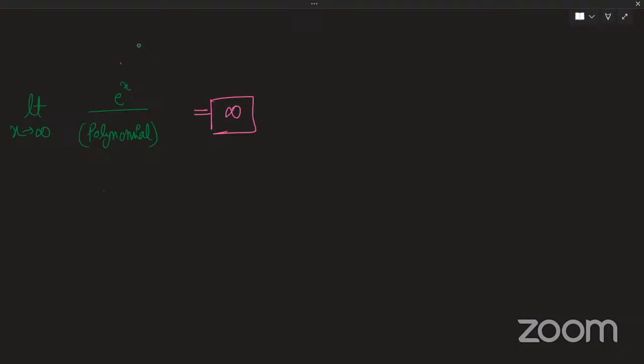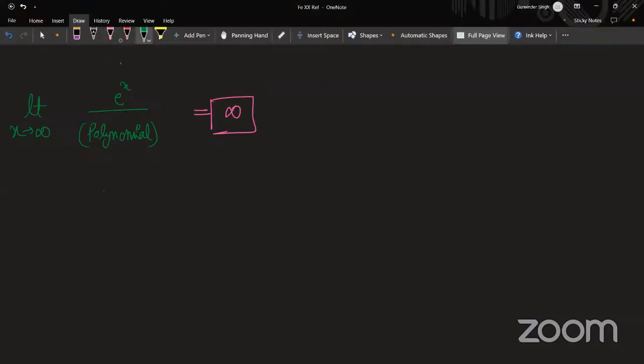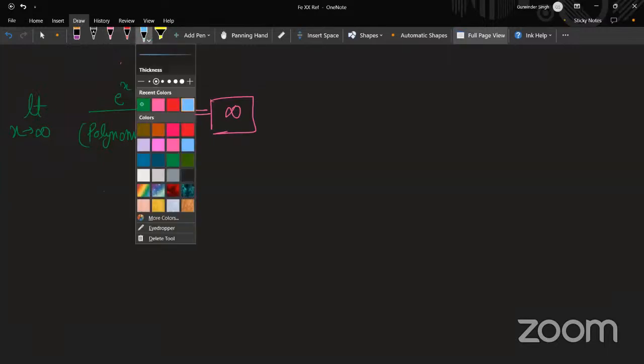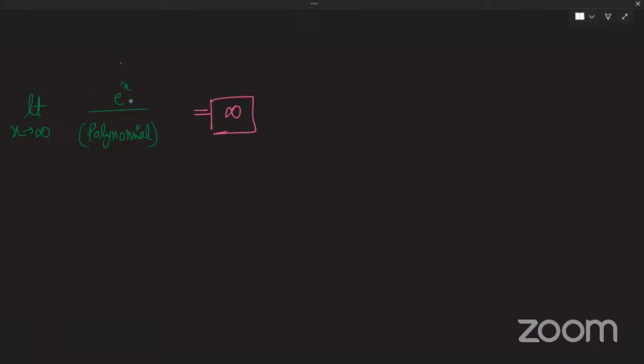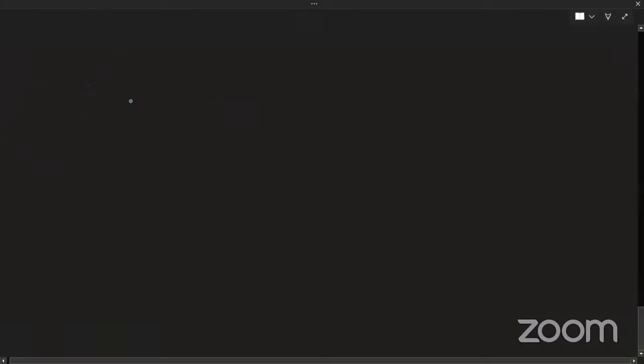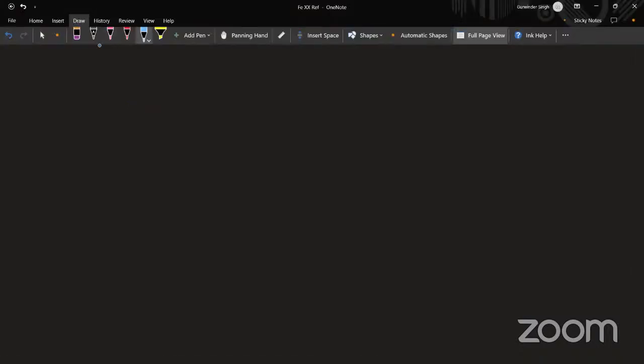So in general, I can say that e raised to x is infinitely times larger than any polynomial that you can think of. Obviously, when x is tending to infinity, only then I am talking about. If x is tending to infinity, e raised to x is infinitely times larger than any polynomial. Okay. So let us just see a limit.